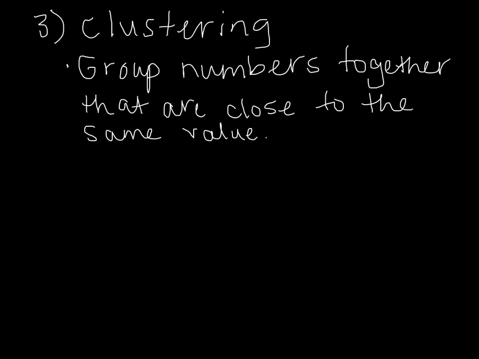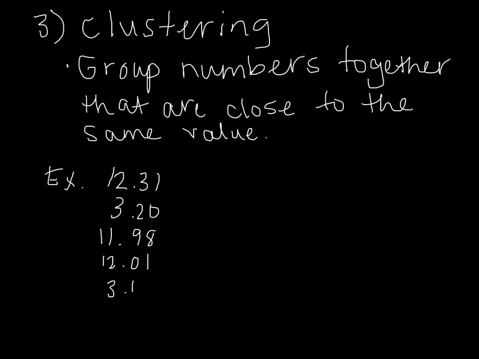Okay, what that's going to look like is this. So it'll say estimate using clustering and that type of thing. So if we look at our first number, 12 and 31 hundredths, 3 and 20 hundredths, 11 and 98 hundredths, 12 and 1 hundredth, 3 and 60 hundredths, and 2 and 84 hundredths.